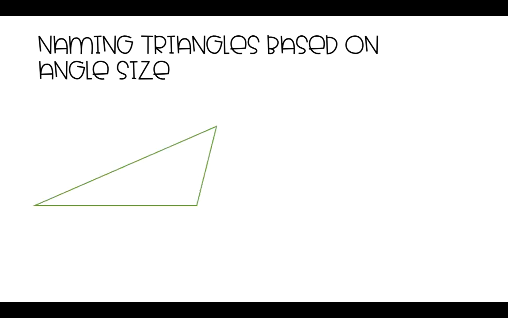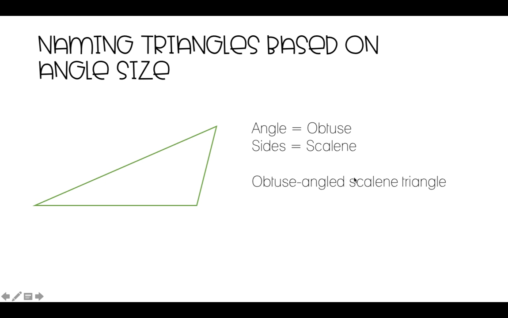And lucky last, again, we've got 1, 2 acute angles, but we have an obtuse angle here. So we call this an obtuse triangle. The sides are all scalene, they're all different. So we call this an obtuse angled scalene triangle.